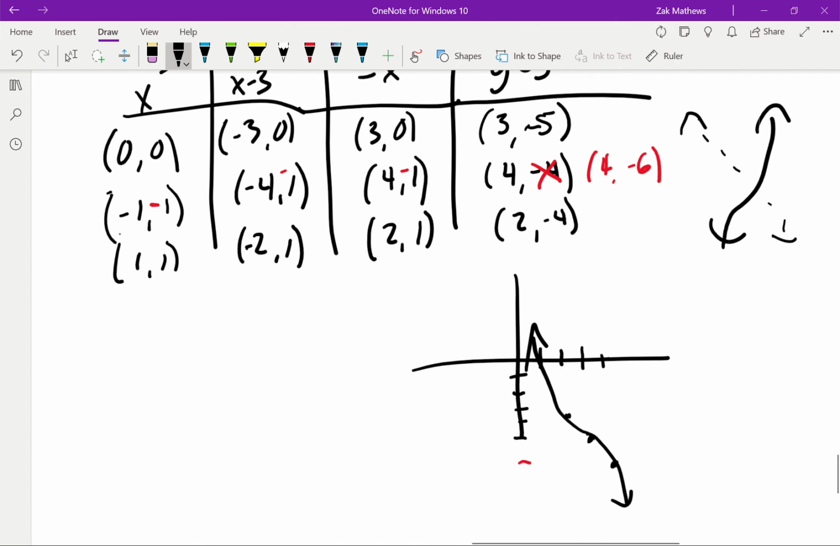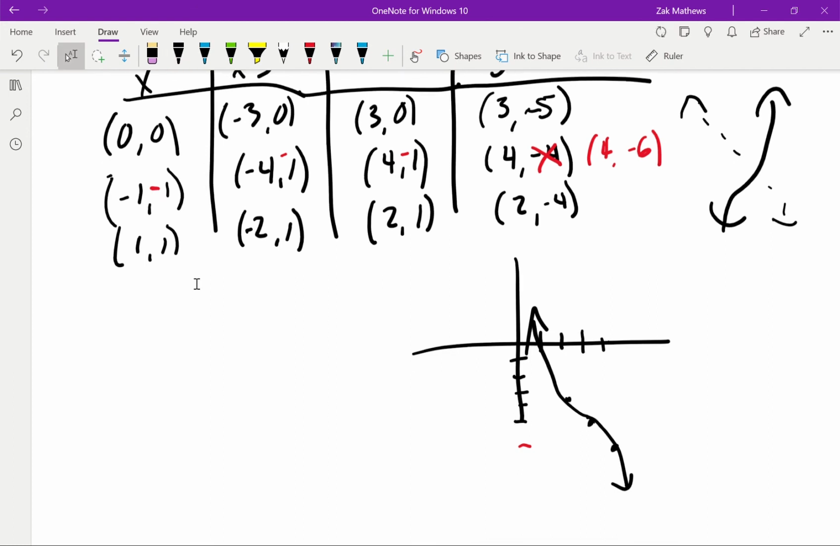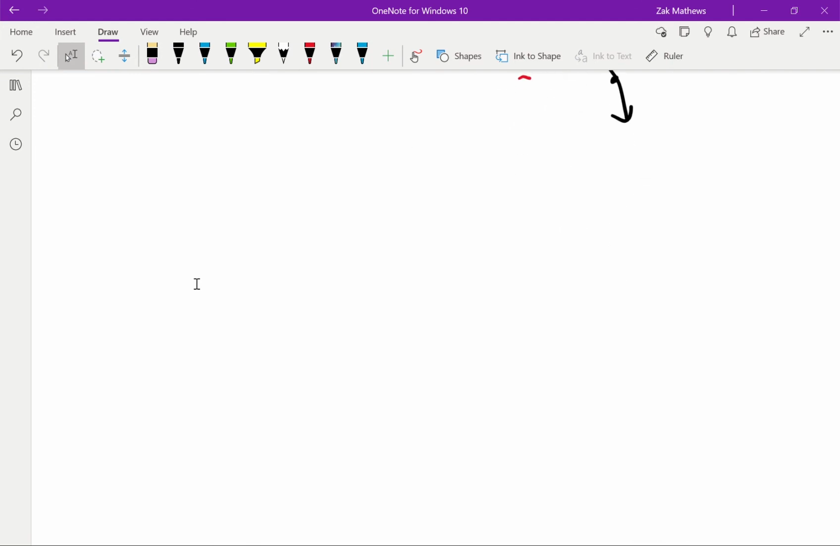It's still going to have the same basic shape. So we can use those parent functions, those ideas of those parent functions, to help us make sure that everything is in the right place. All right, let's do one last one of these.